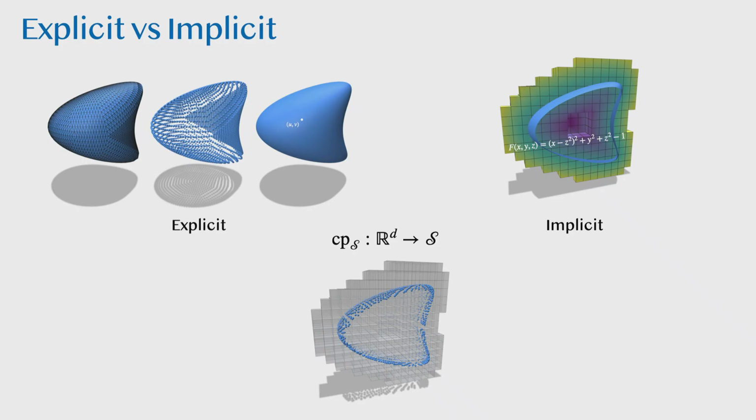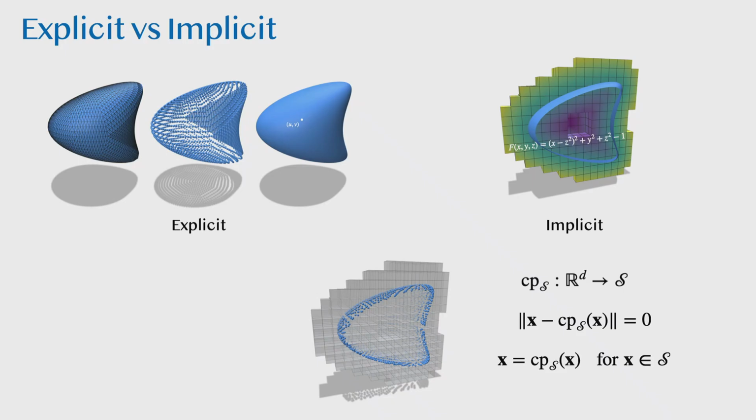The closest point mapping itself, which takes points from the surrounding embedding space Rd to the manifold, is an implicit representation. You can get the traditional scalar field implicit from this, although it's unsigned. You're just getting the distance field between x and its closest point. And you can also get a vector valued implicit representation, because you know that for any x on the object S, it must be its own closest point. Meanwhile, the closest points themselves can be used as an explicit representation, just as a point cloud.